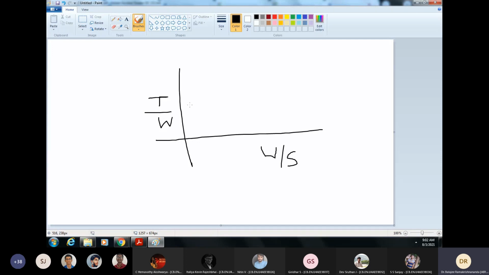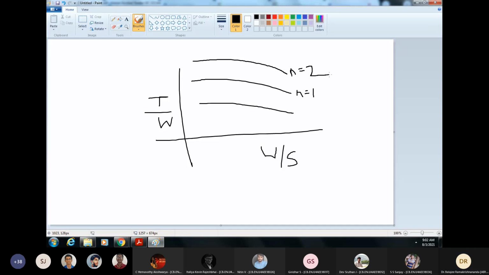Probably it will be something like this. I don't know the shape actually. This is n is equal to 1, maybe this is n is equal to 2, etc. If you have a specification that your maximum n is equal to 2, okay, then you draw this in red color.